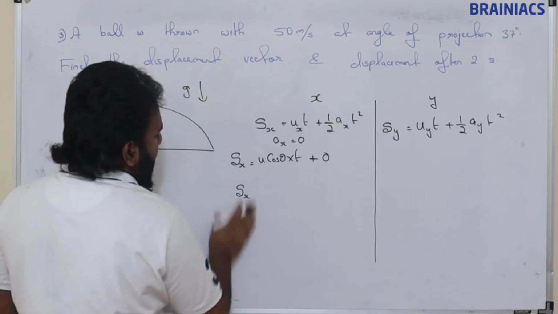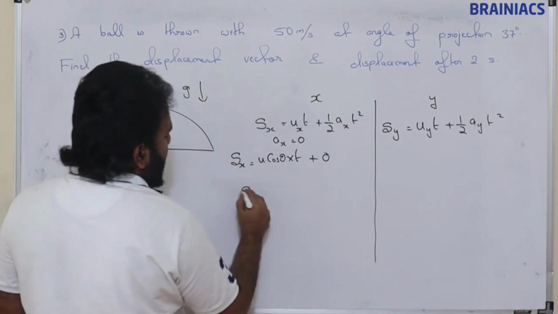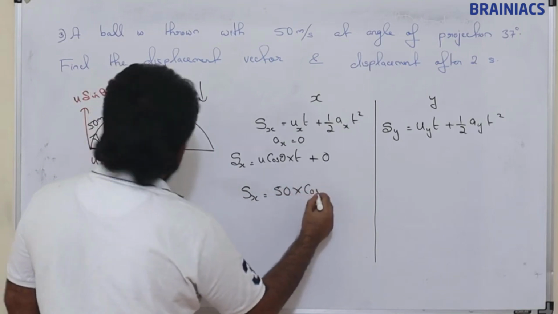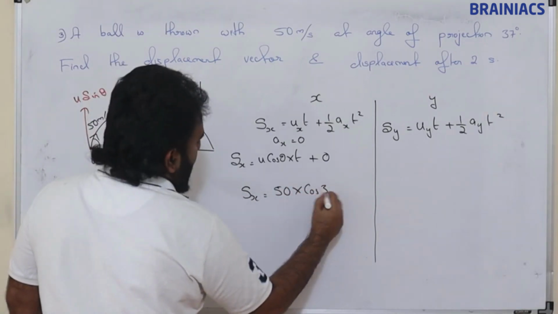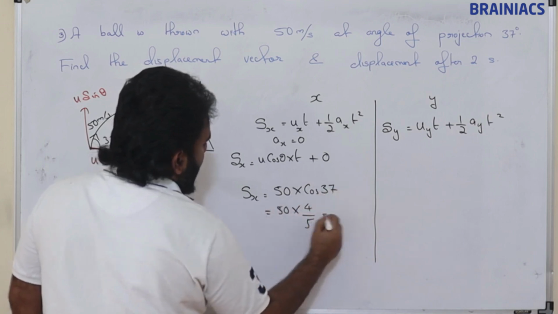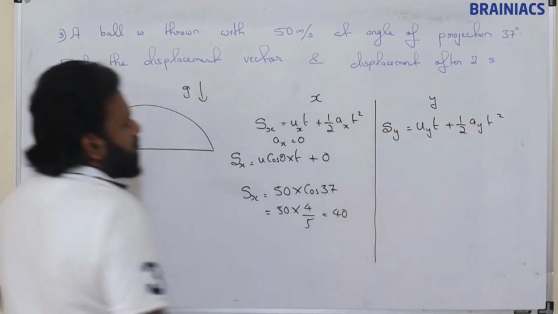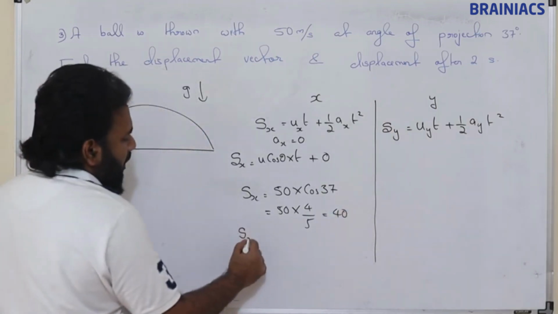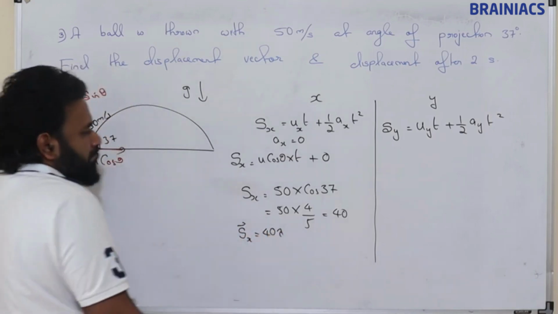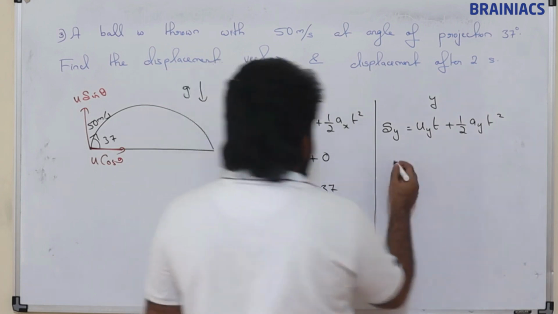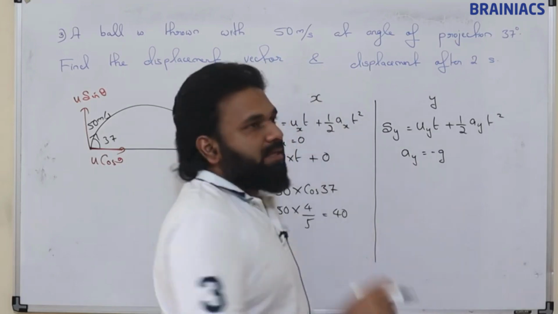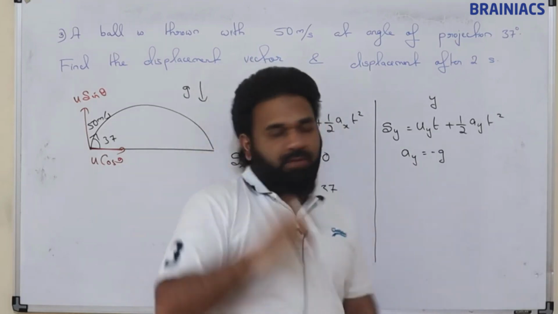So in the x direction, Sx is equal to u cos 37, so 50 into 4 by 5, this is going to be 40. If we write it in the form of a vector, this is going to be 40i. Now what about the y direction? Here ay is equal to minus g, which is acting towards the ground.